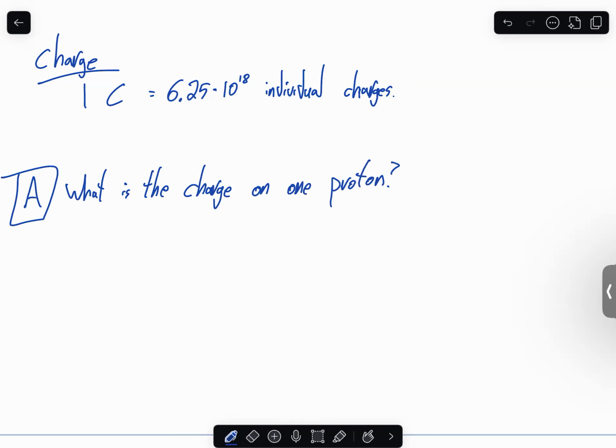And don't look it up. You can deduce this from what I just said. 1 coulomb is that many charges. So how many coulombs is 1 charge? Ten seconds left.